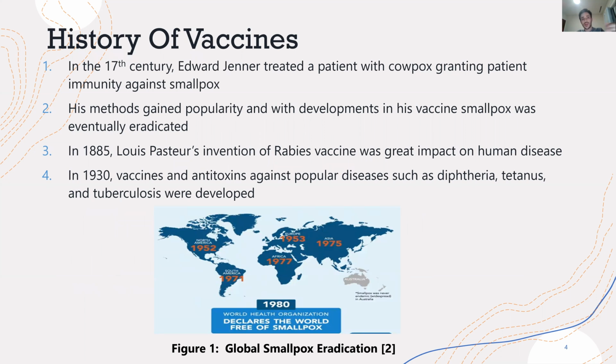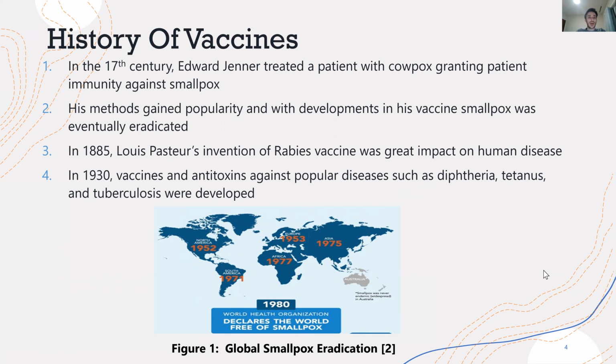In the 17th century, a man called Edward Jenner exposed a patient to cowpox, and this cowpox granted immunity against smallpox. So once this happened, his methods rose to fame, and eventually smallpox was eradicated, as you can see in figure 1 below. In 1980, smallpox was eliminated from the world.